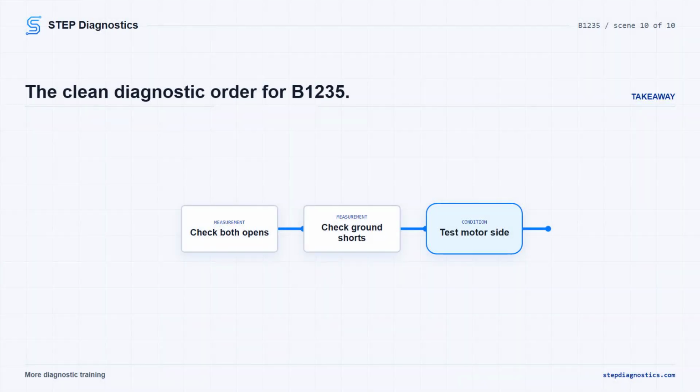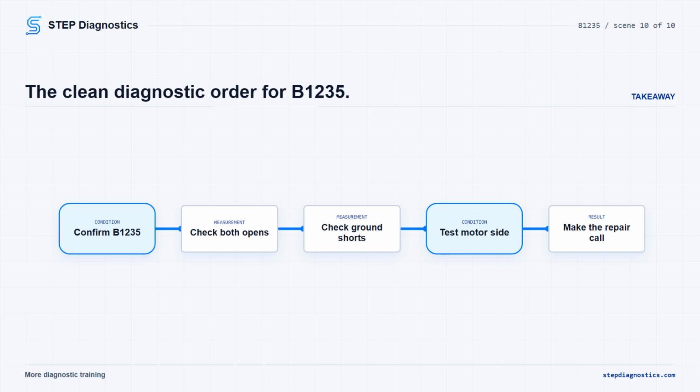For B1235, the clean path is: confirm the code, prove both control wires are not open, prove they are not shorted to ground, then test the driver's air mix control motor before deciding whether the fault is in the motor, linkage, door, or climate control unit.